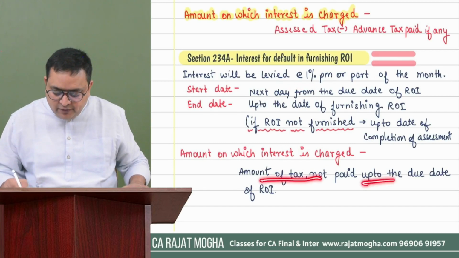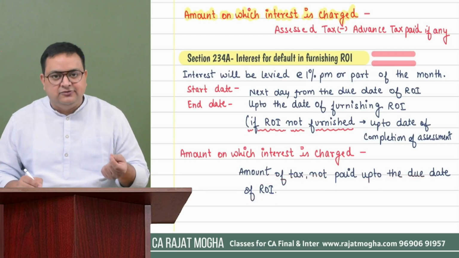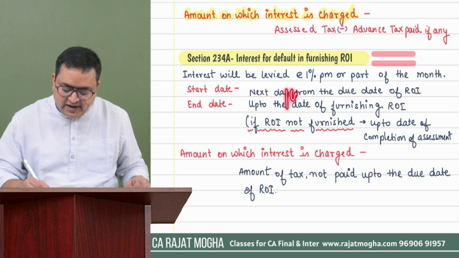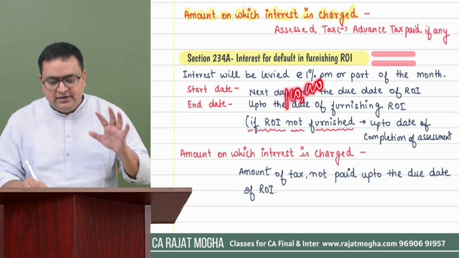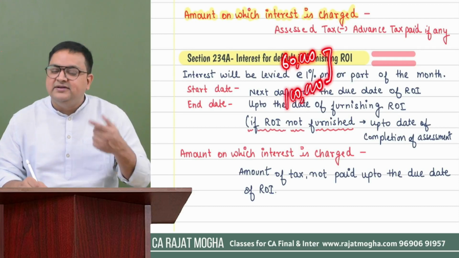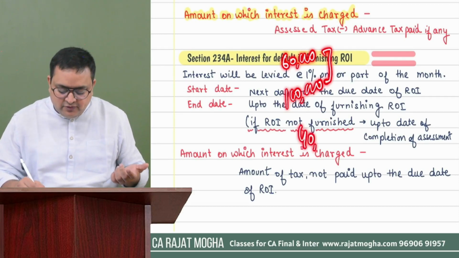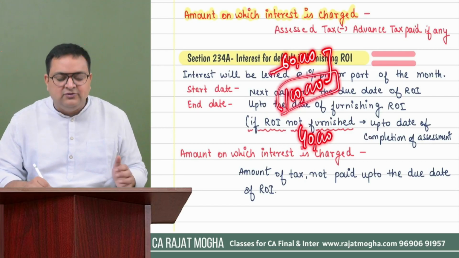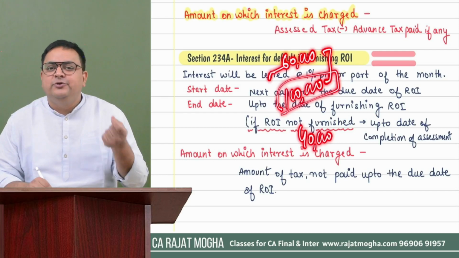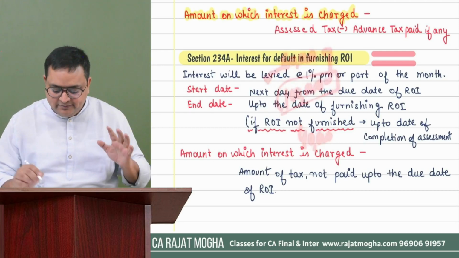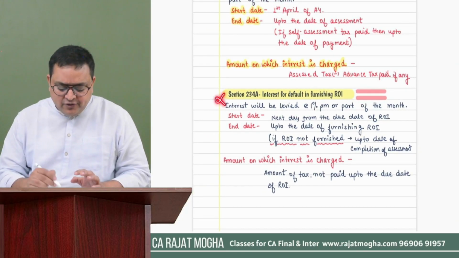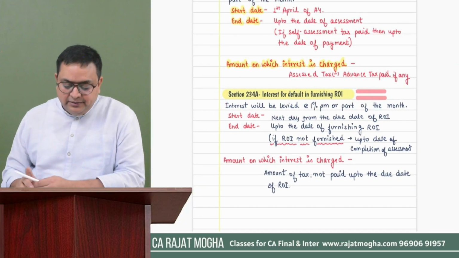And interest is charged on the amount of tax not paid up to the due date of ROI. So let's say the assessee was supposed to pay tax of rupees 1 lakh, but till the due date, he has paid just 60,000 rupees. So how much interest will we be charging, 1% on what amount? 40,000 rupees, obviously. Why? Not on 1 lakh, sir. 60,000 rupees was already deposited before the due date. So whatever amount is short paid up to the due date, we'll be charging interest on that particular amount, right?